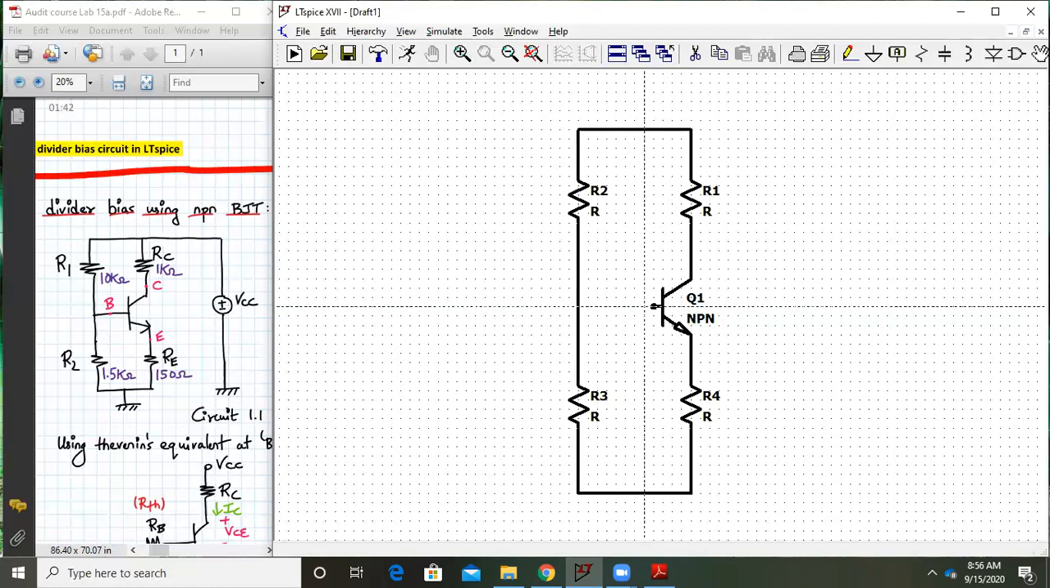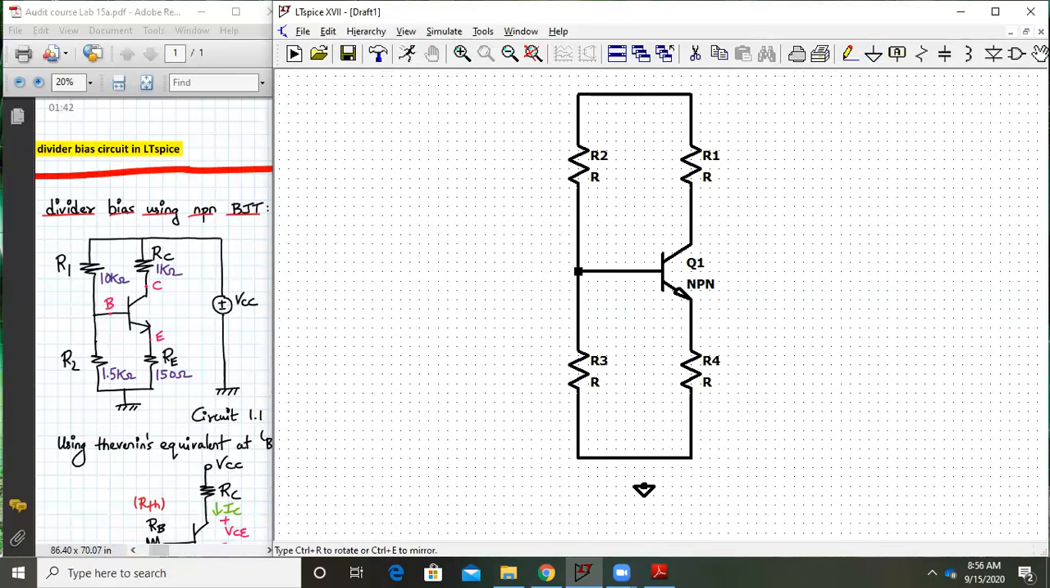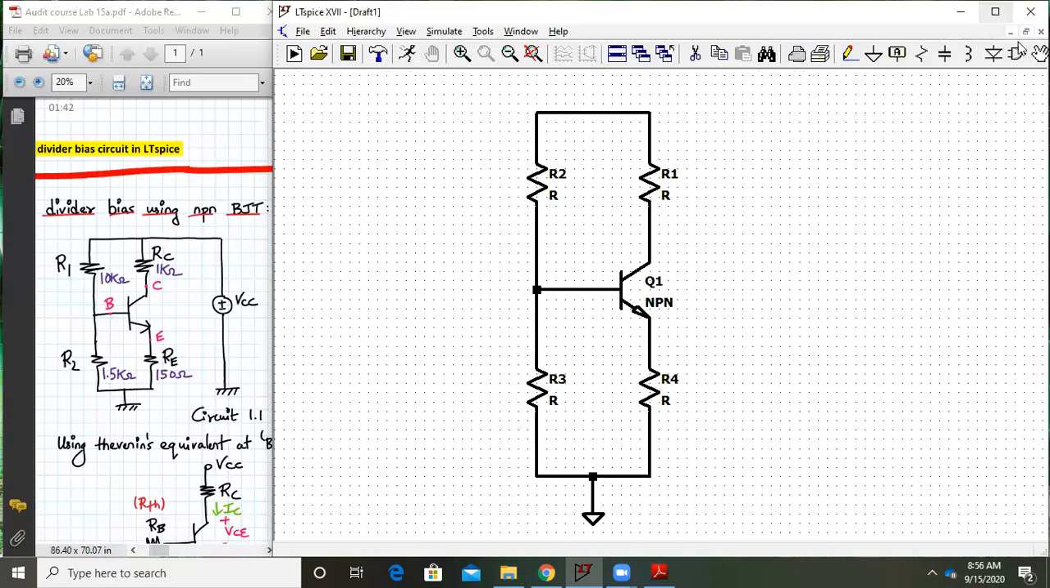Okay, and now we'll also connect the base part. So we have connected it over here. Yeah, that's it. And we need to just connect the VCC and the ground terminals. So here is my ground. And I will require to connect a supply.